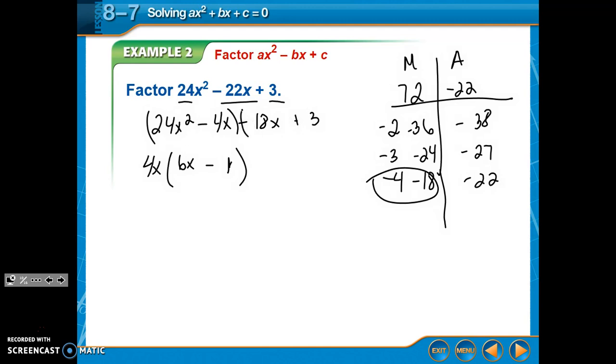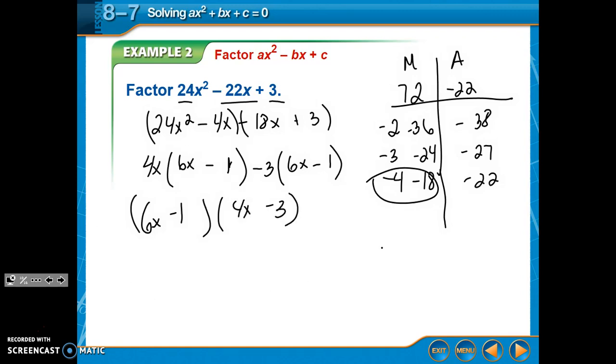So here, I want to pull out a negative so that I can make this one positive and this one negative. So I'm going to pull out a negative, and between 18 and 3, they're both divisible by 3. So if I pull out a negative 3, I'm left with a positive 6x minus 1. And now common to both of these, I have 6x minus 1, and I'm left with 4x and minus 3. And now this is our factored form.